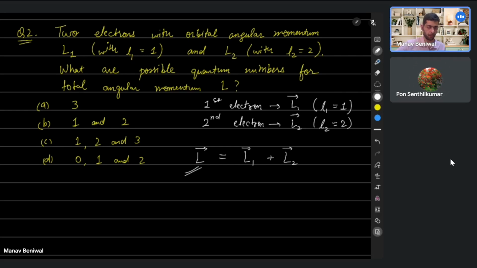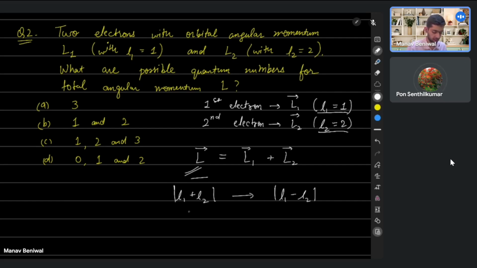So the rule is very simple. Given the quantum numbers for the individual ones, what we want to do is find the quantum numbers for the total angular momentum. The rule is that these quantum numbers will go from the highest possible value to the lowest possible value. The highest possible value will be L1 plus L2 in magnitude, and the lowest will be L1 minus L2 in magnitude.